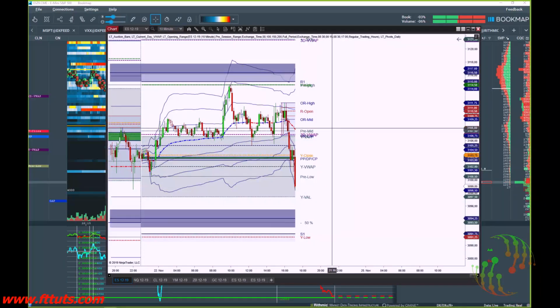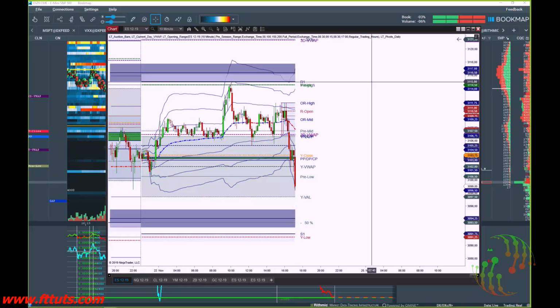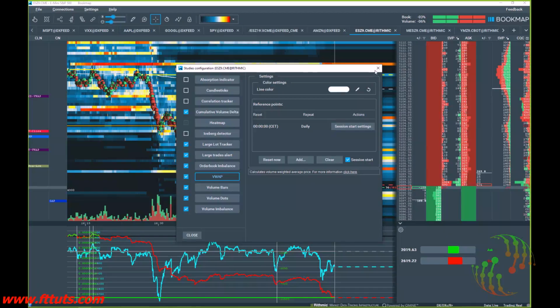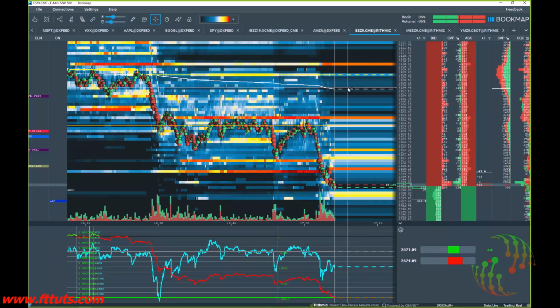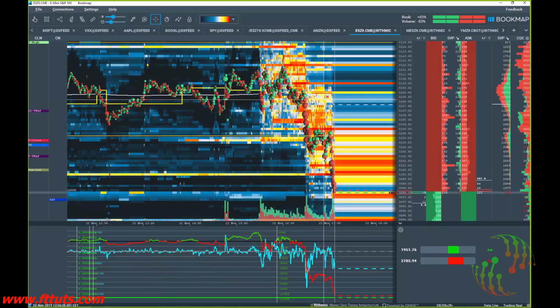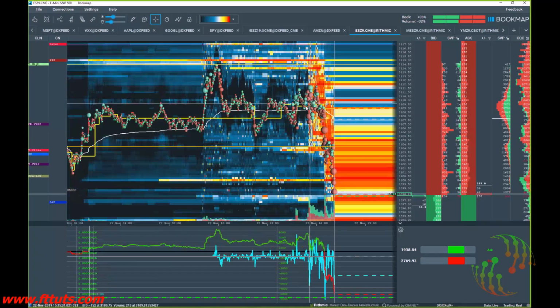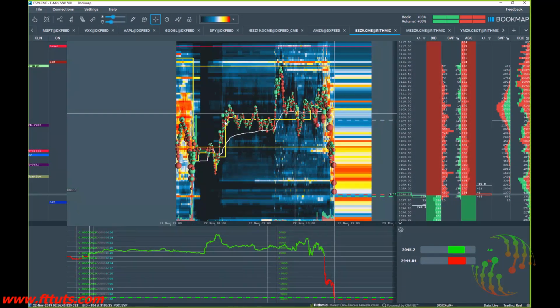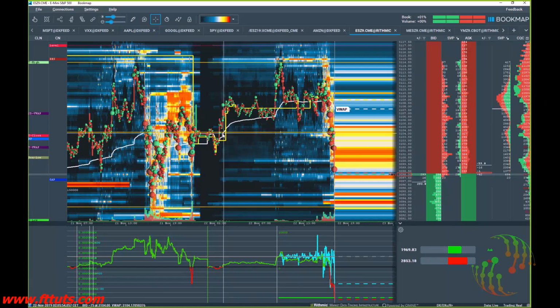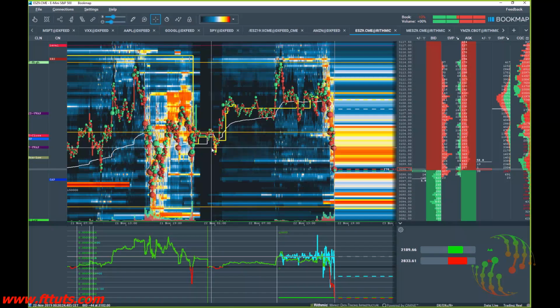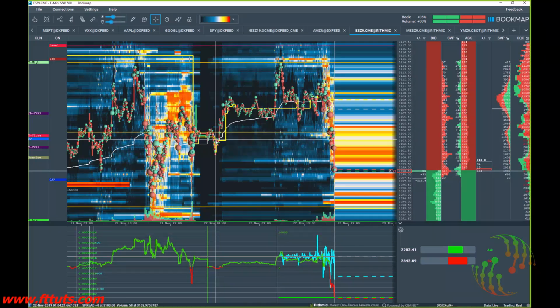Where's the VWAP? Here's the VWAP. This is the VWAP here. You should have the same numbers on your Bookmap chart as well. The only thing you have to have in Bookmap is the full session data. That means you have to have a subscription for historical data.